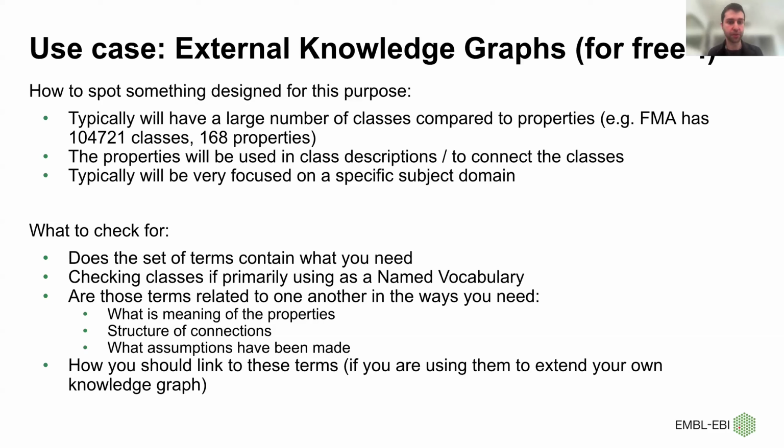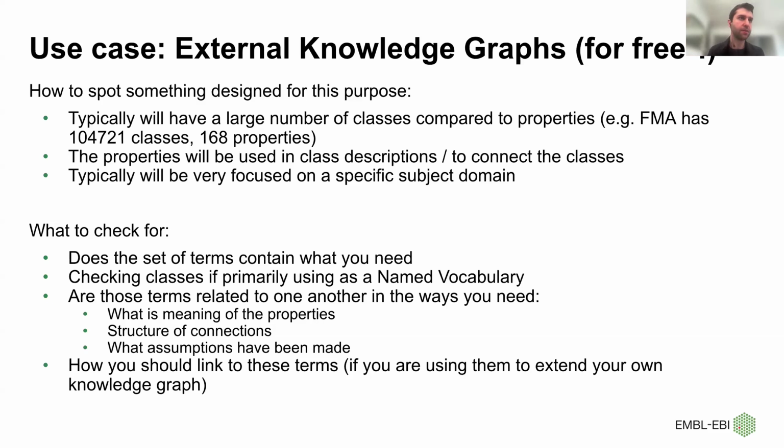Now, if you're looking to use an ontology this way, the main thing to check for is, does the set of terms contain what you need? And you'll likely be checking the classes and perhaps a few key connections that you need. It's especially the classes that you'll be checking if you're intending to use it as a named vocabulary. You won't really have much use for the properties.